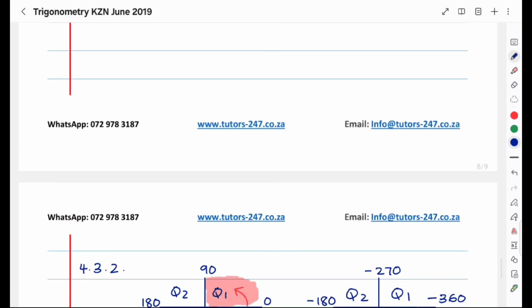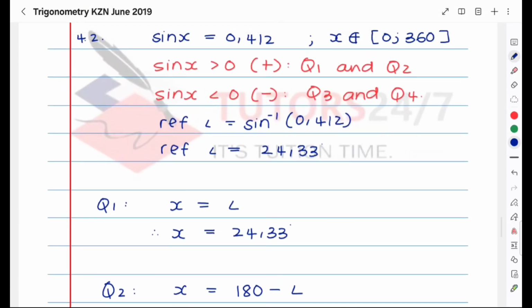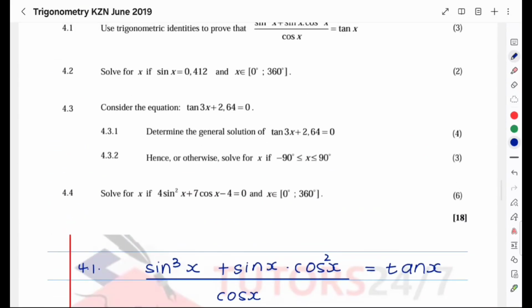So let us go back and read our question once more. Question 4.3.2, hence or otherwise, solve for x if x is between negative 90 and positive 90. The mark allocation is 3, which means we need 3 answers or 3 values of x. And you see this word hence, it's a continuation word, meaning we have to use the solution from our previous question to solve the current question.